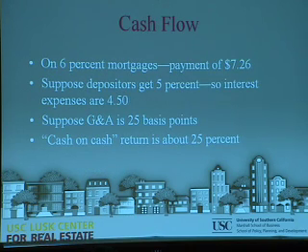Well, on 6% mortgages, you're going to get a payment of $7.26 a year. I'm doing annual amortization, by the way, not monthly, but it doesn't matter that much. So suppose depositors get 5%. So interest expenses that the bank is paying to depositors are $4.50 a year, and suppose the G&A expenses of running the bank are 25 basis points. Okay, if interest rates stay constant, what this means is the cash-on-cash return is about 25% on this deal.